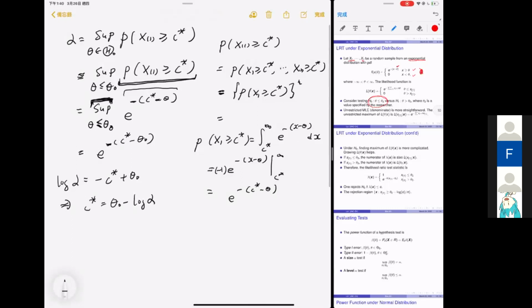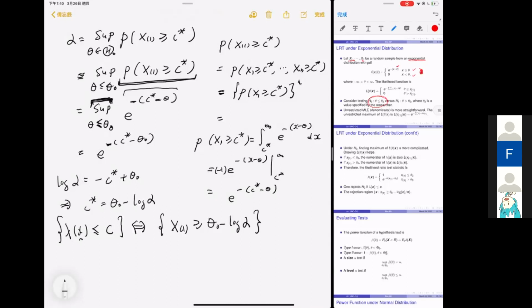So even though I don't know much about C, I do know equivalently I can write x1 bigger than theta 0 minus log alpha. That's my LRT critical region. Any questions on this? If not, I'm going to move forward, but only 5 minutes left.